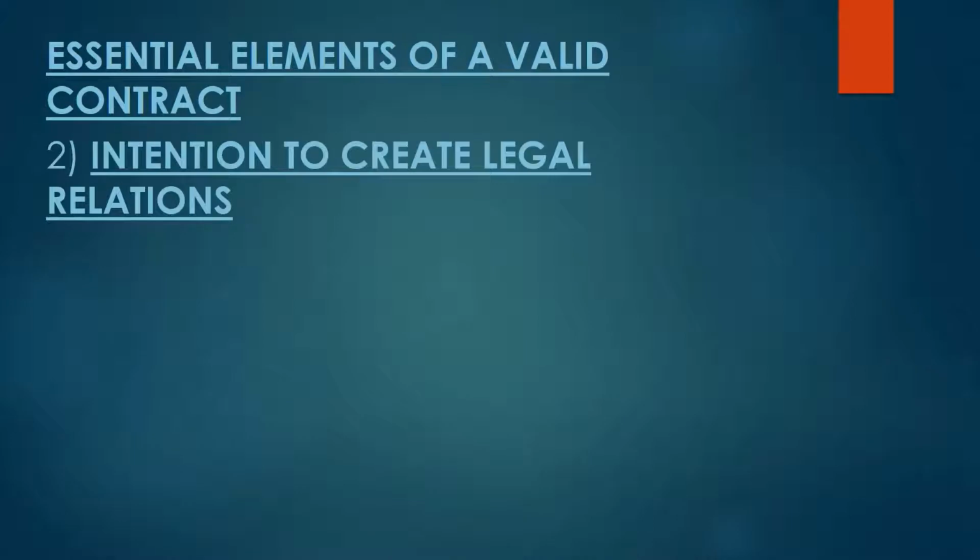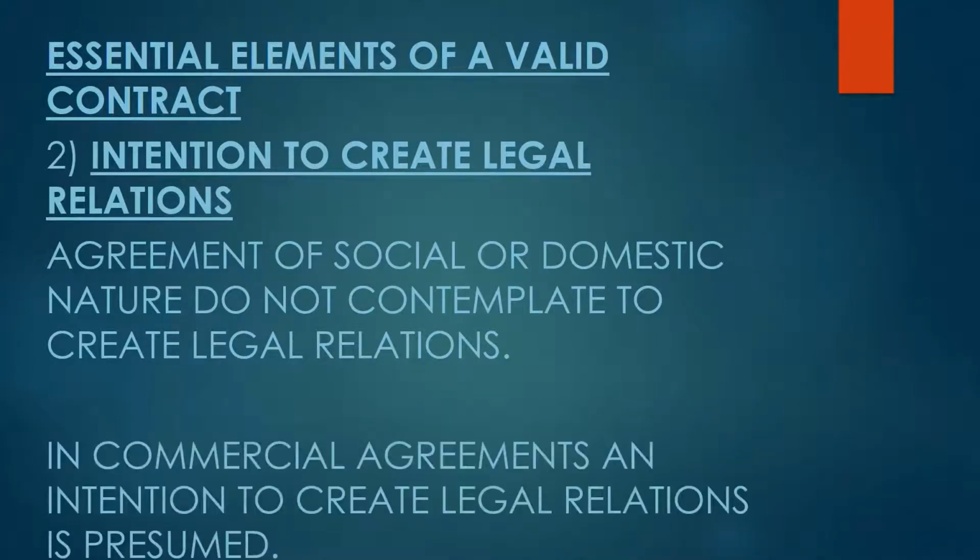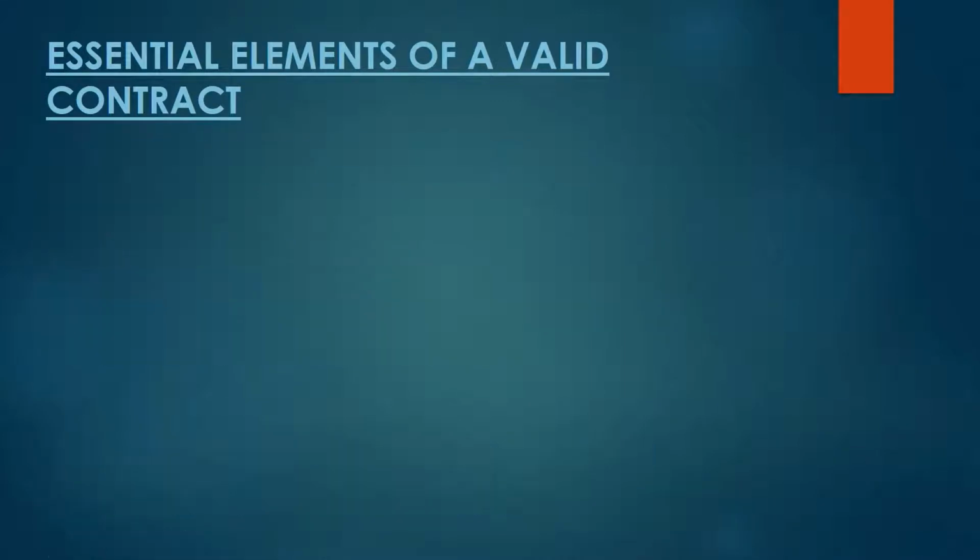Now, the second element is intention to create legal relations. This we have already discussed in the previous lecture. So once an offer is made and it is accepted, the next thing to see is if the parties intended to create legal relations. If an agreement does not intend to create a legal relation, it cannot be called a contract and cannot be enforced in a court of law. And as previously explained, in social agreements, the presumption is that parties do not intend to create legal relations, while in business or commercial agreements, intention to create legal relations is presumed. Okay.